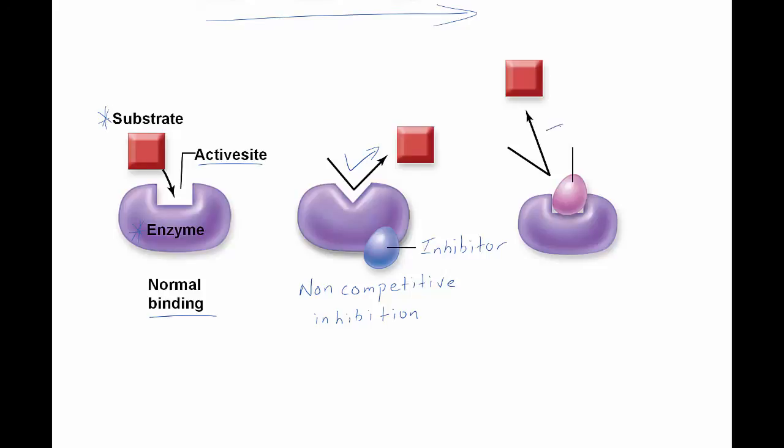The other case is when the inhibitor attaches itself directly to the active site so that the substrate cannot attach itself to that active site. And because it's directly competing for the active site, it is called competitive inhibition. So these are the two ways in which negative feedback can occur.